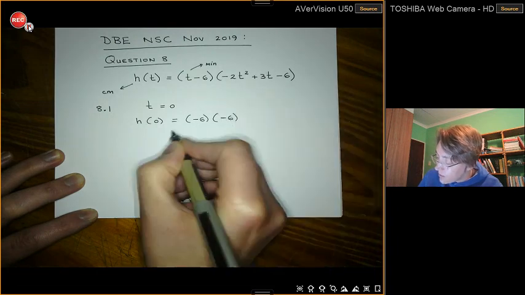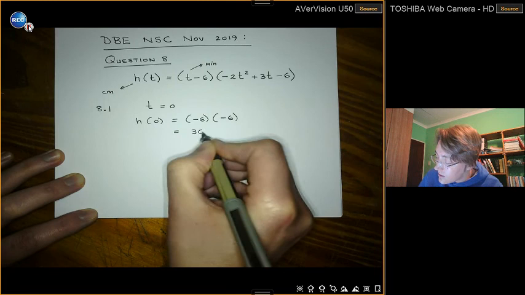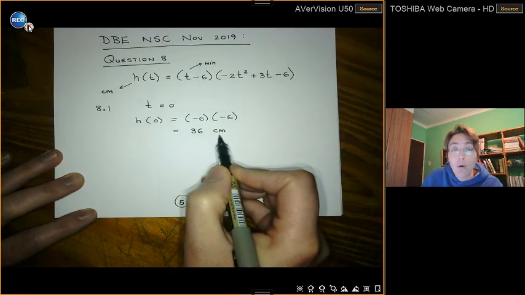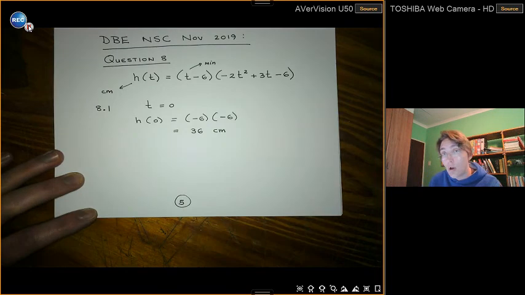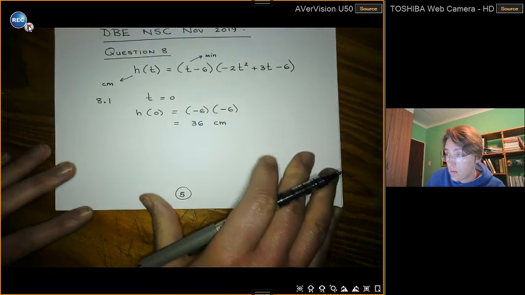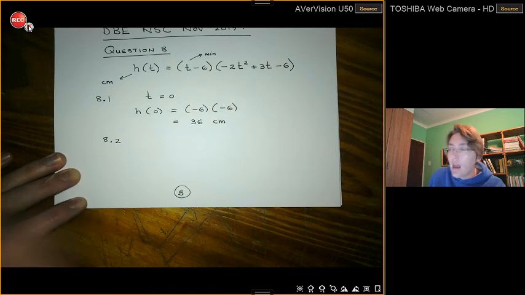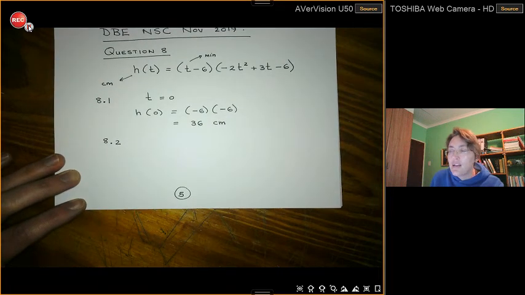So minus 6 times minus 6 is then going to be 36 centimeters. That was the height above the floor when the insect initially landed on the wall to start crawling. Okay. Right, then 8.2, how many times did the insect reach the floor?